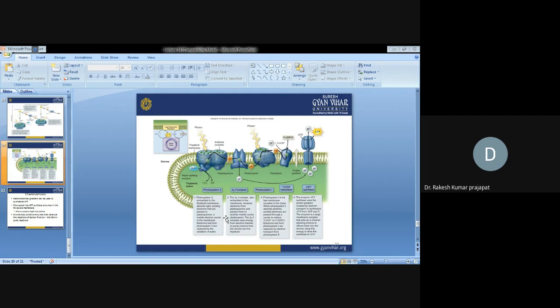All these proteins are arranged in the thylakoid membrane: photosystem 2, b6f complex, photosystem 1, ferredoxin reductase, and ATP synthase.